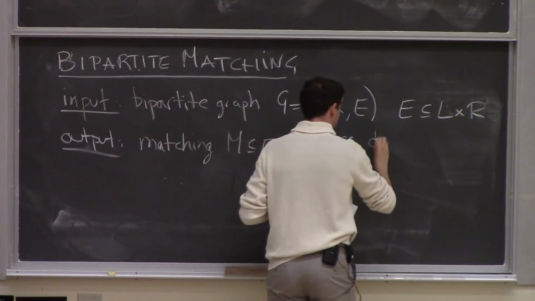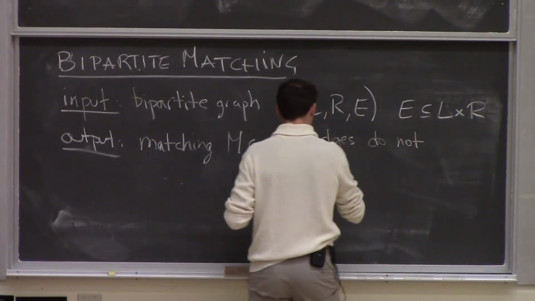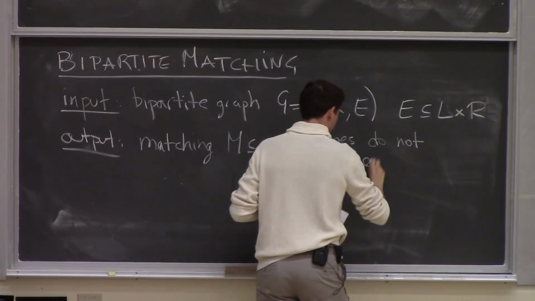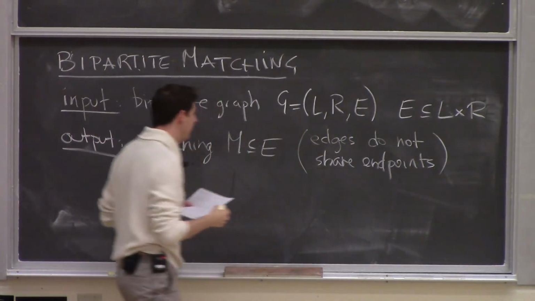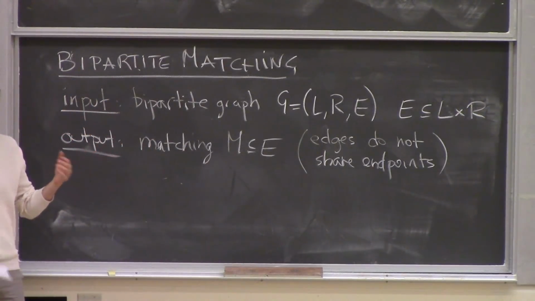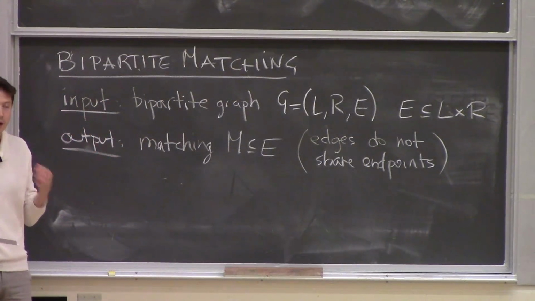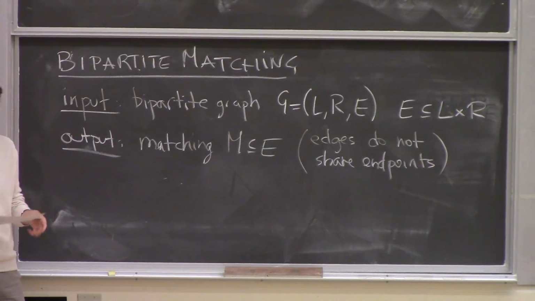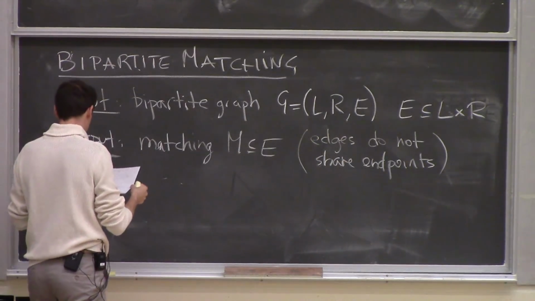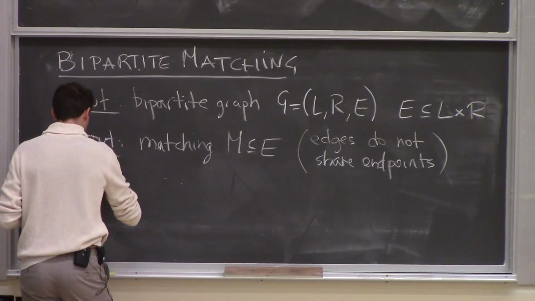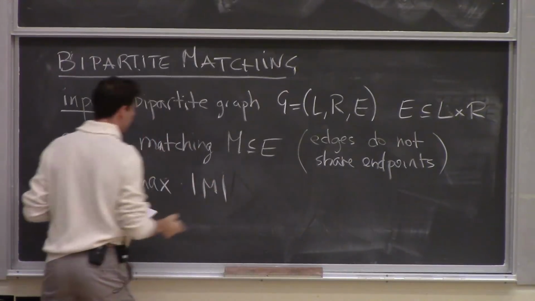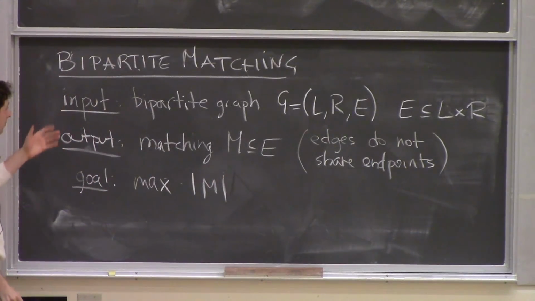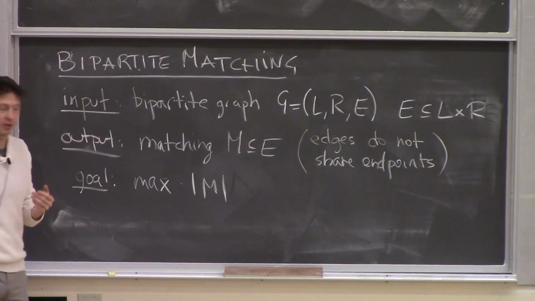Edges do not share endpoints. So it means that basically you're selecting some vertices to be part of the matching, but every vertex can only be matched in a particular way, okay? It cannot be matched in multiple ways. And the goal is to maximize the size of the matching, okay? So in the bipartite matching problem, we have a bipartite graph. We want to find the matching of largest size, okay?